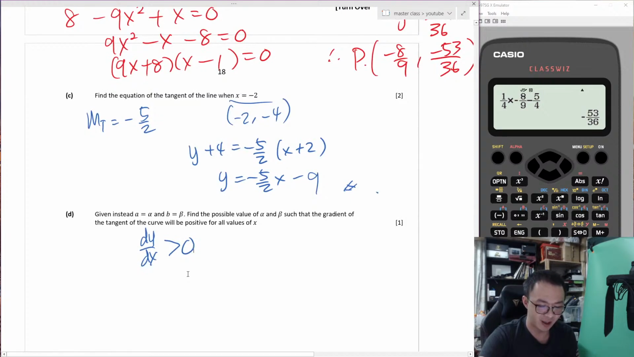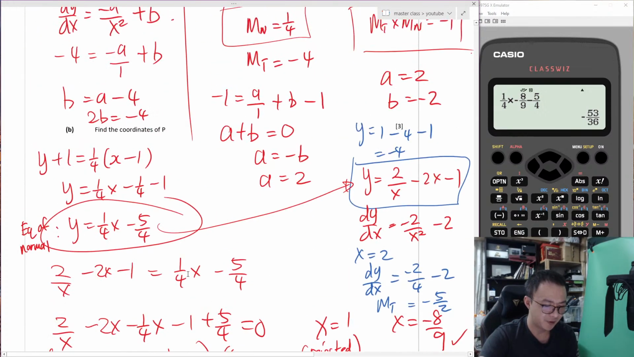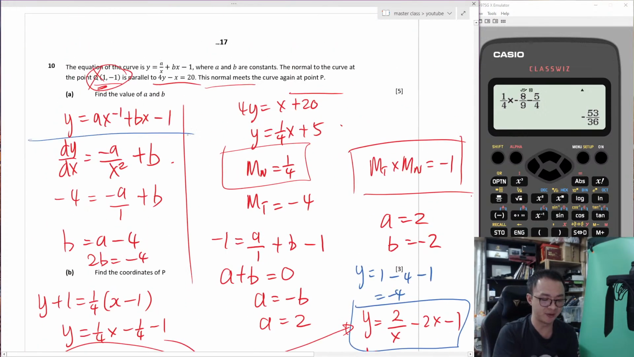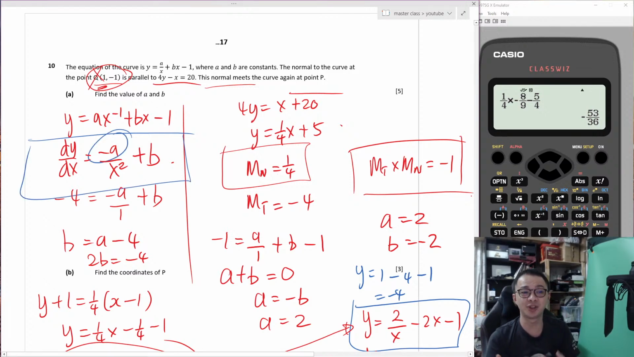Find the possible values of. Yeah, if I want to make my dy/dx always positive, my whole logic is the A here, I just want to change them into any positive value, then B must be positive value, then my gradient will be always positive. Yeah, we got a lot of possible answers, right? So I do not know. Yeah, so it's part of the syllabus.